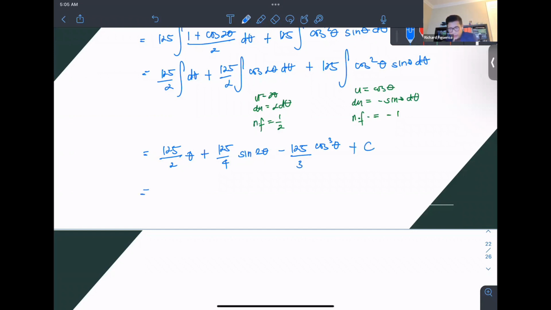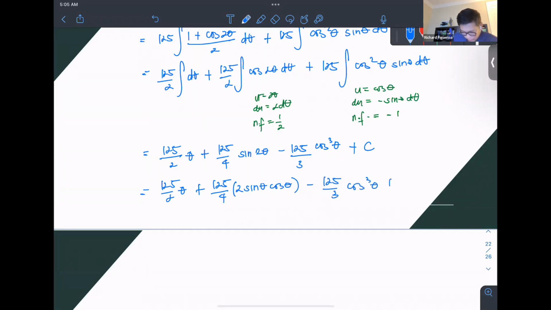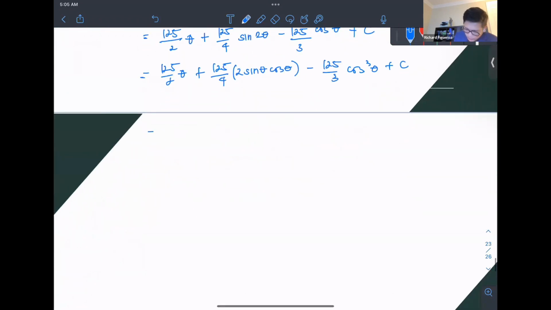But then we don't have the 2 theta. What I have is sine 2 theta, which is the same as 2 sine theta cosine theta, and minus 125 over 3 cosine cube theta plus c. So we have then 125 over 2 theta plus 125 over 2 sine theta cosine theta minus 125 over 3 cosine cube theta plus c.